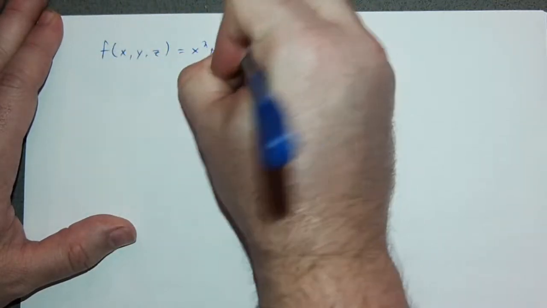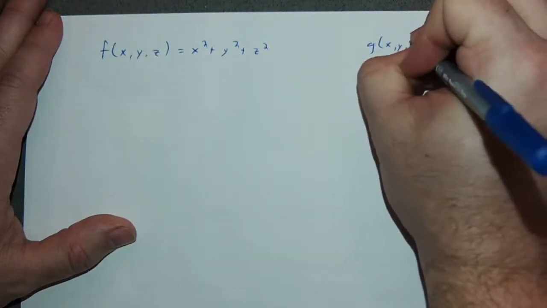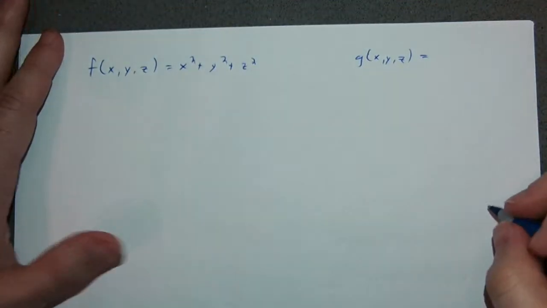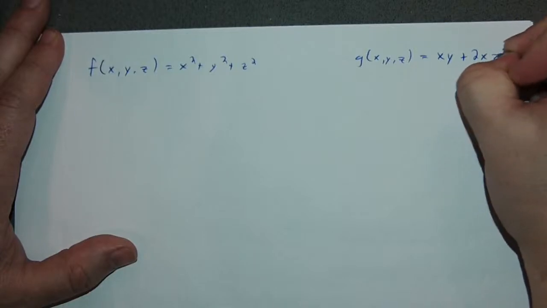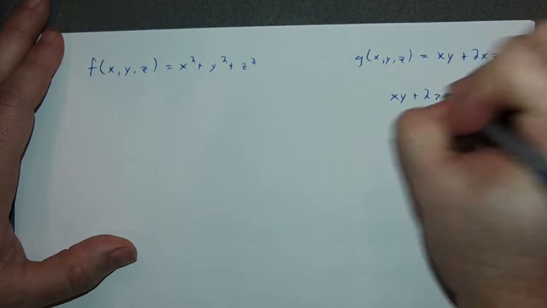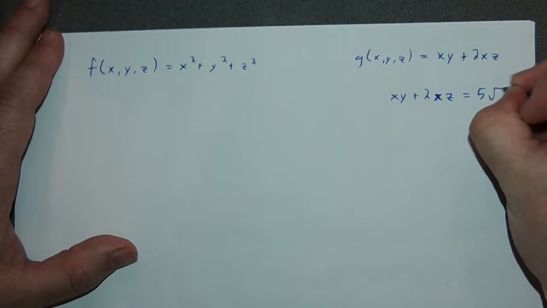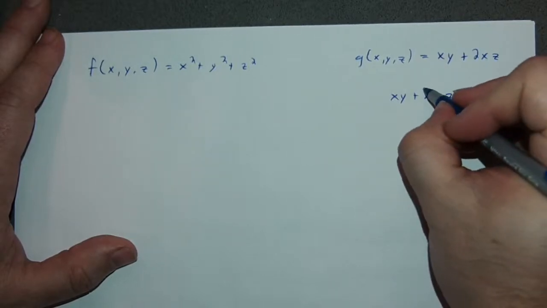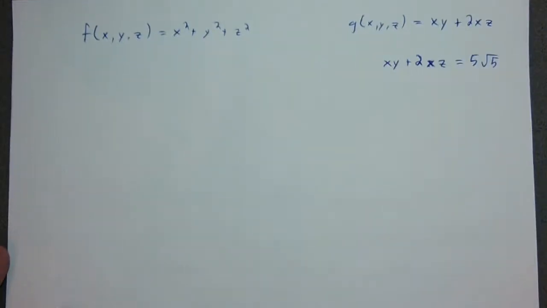Rewriting this, I have f of x, y, z is x squared plus y squared plus z squared. My g of x, y, z is xy plus 2xz. And my constraint is xy plus 2xz is equal to 5 root 5. That's the level surface for that function g of x, y, z.